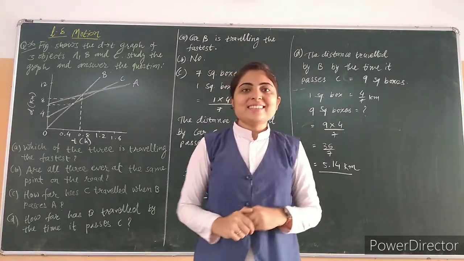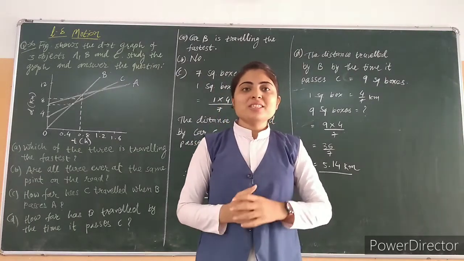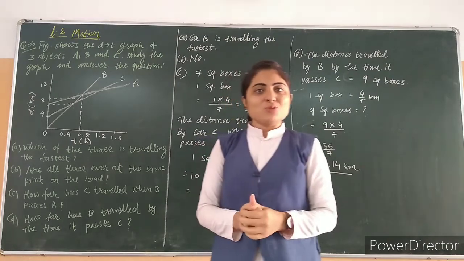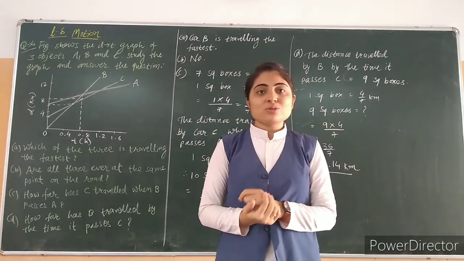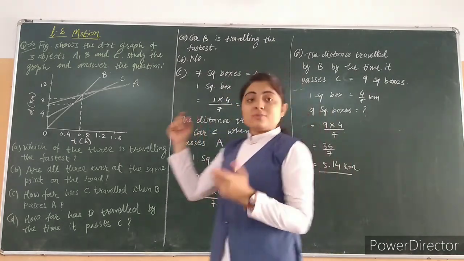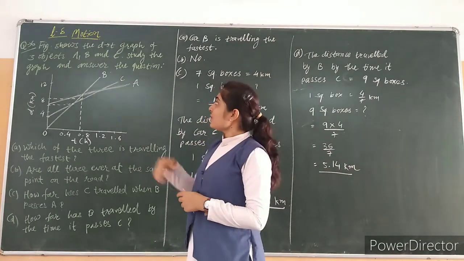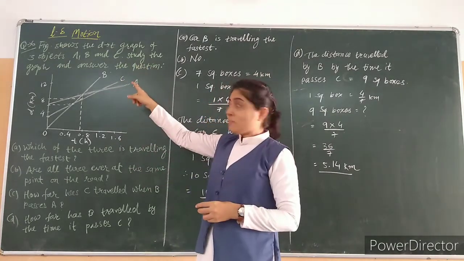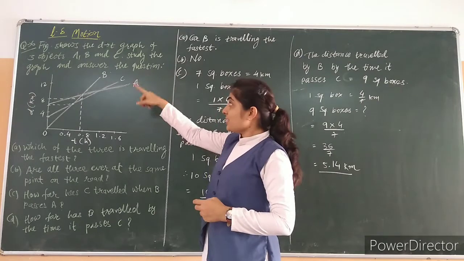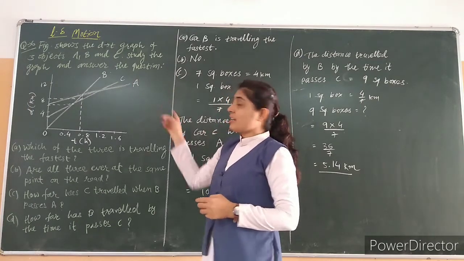Hello students, in lesson number 8, we are doing the exercise numericals. So let us move further. We are reaching question number 6. See the question. The figure shows the distance versus time graph of 3 objects A, B and C. Study the graph and answer the questions.